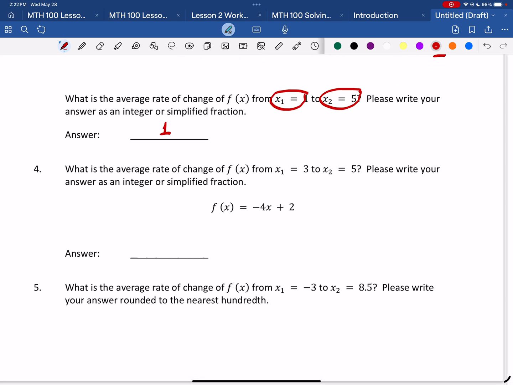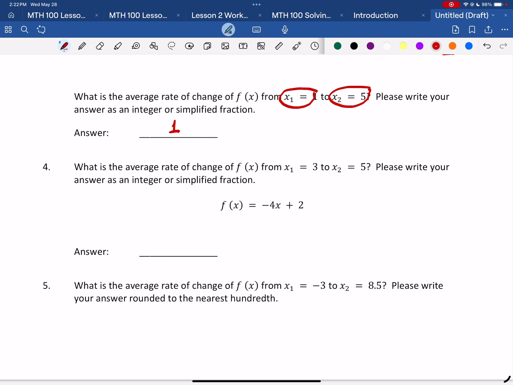In example 4, they don't give us the graph, they give us the function. What is the average rate of change of f of x from x1 is 3 to x2 is 5? Write your answers in integer or simplified fraction. So the first thing we have to do is find f of 3, and then we have to find f of 5.